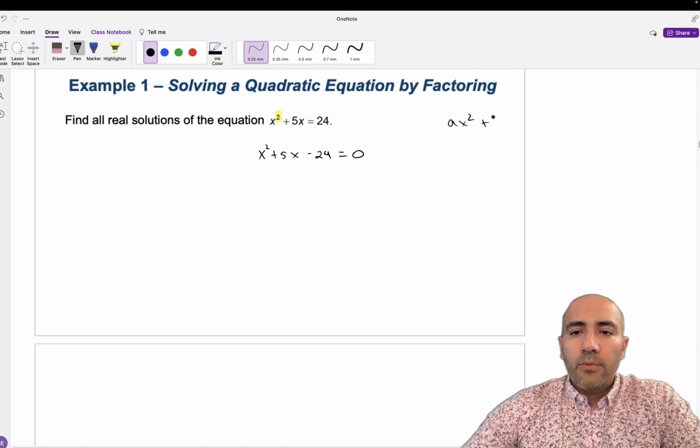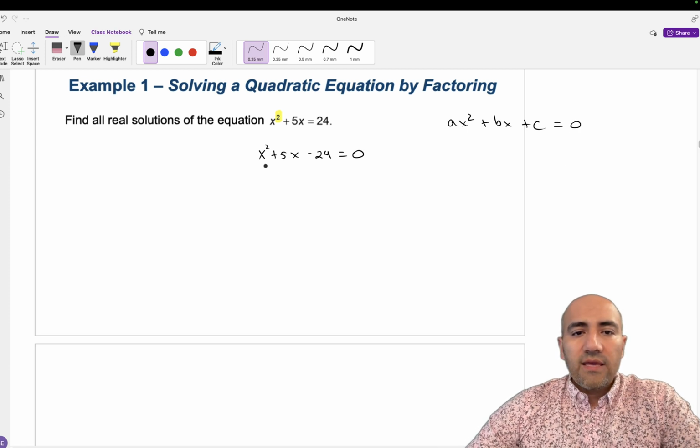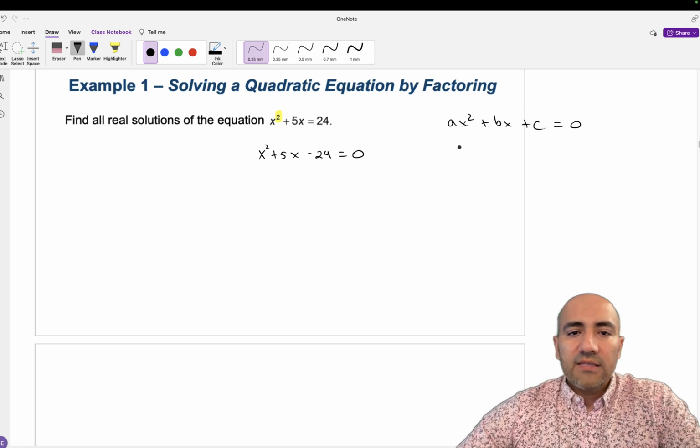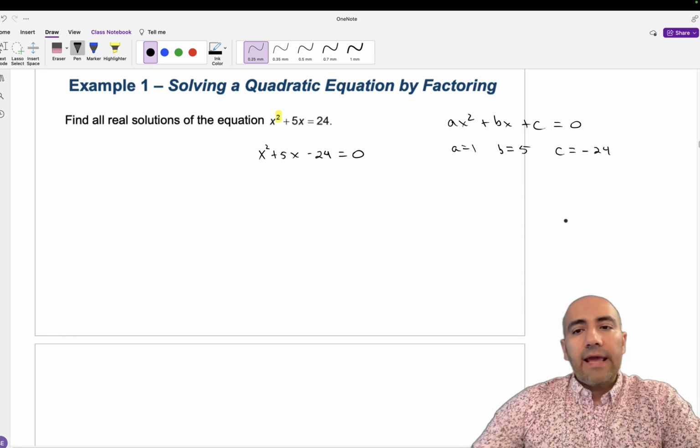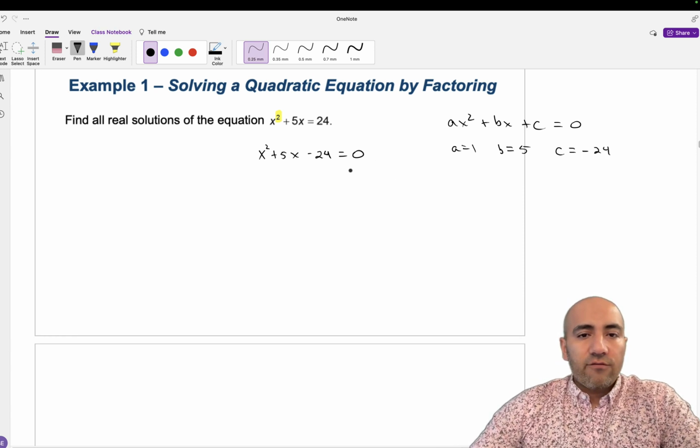Ax squared plus bx plus c equals 0, where the a is a 1, this invisible 1 out here, the b is a 5, and the c is negative 24. So a equals 1, b equals 5, and c equals negative 24. So it fits the standard form.